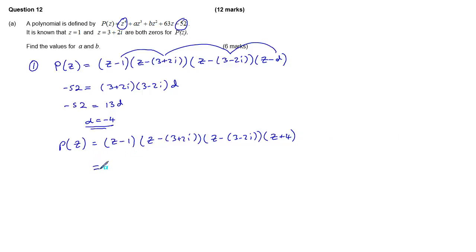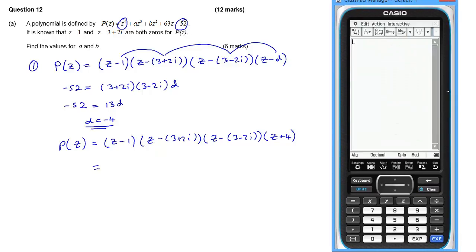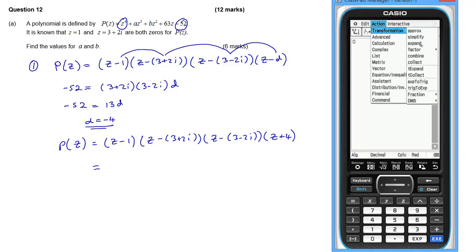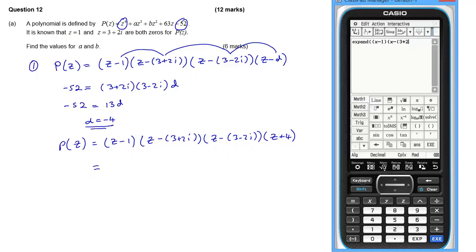Now, to take the sting out of some of this algebra here, we could just use the calculator, so we're going to need to be in complex mode, and action, transformation, and expand. So what do we got? I'm going to put x minus 1. Then we're going to have x take away, and it's going to be 3 plus 2i, so 3 plus 2, and we need the correct i, which is this one here.